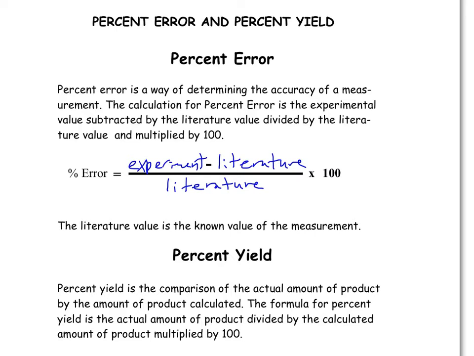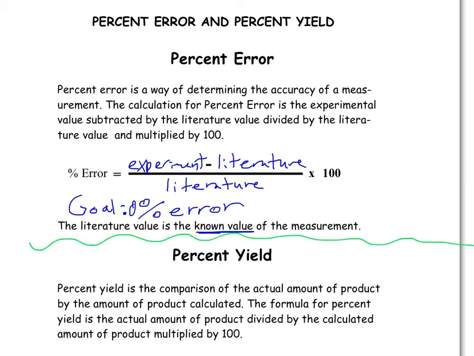So the literature value is the known value of the measurement. Now, in percent error, our goal in even doing this calculation is to get a 0% error. If you're doing a lab, you don't want to have any error. You want a 0% error. Okay, now let's make a little dividing line.